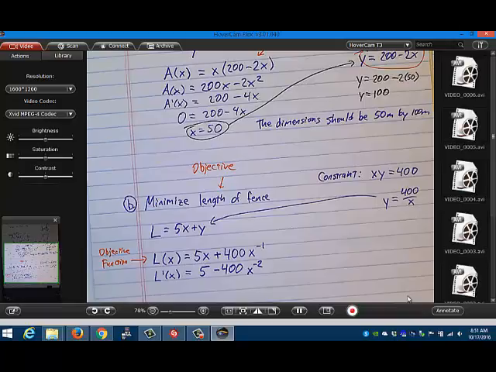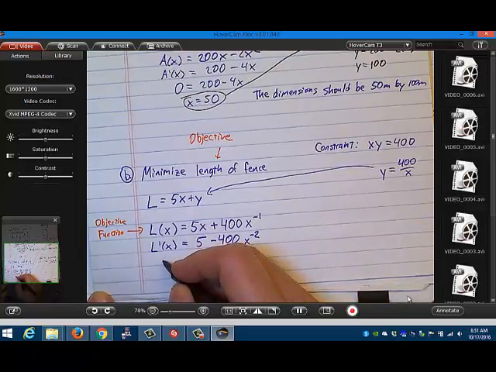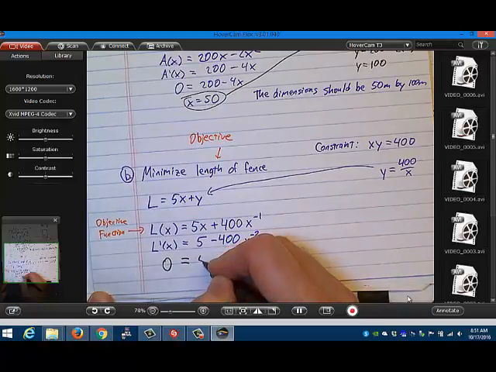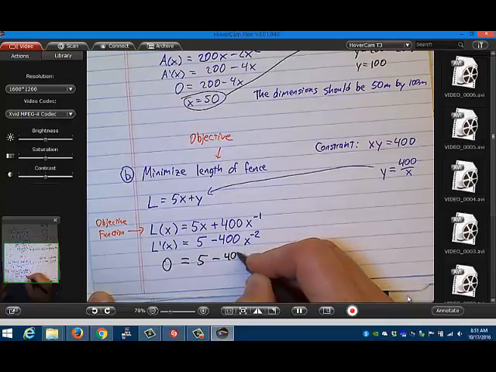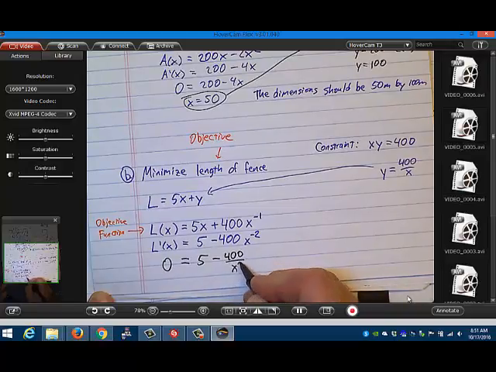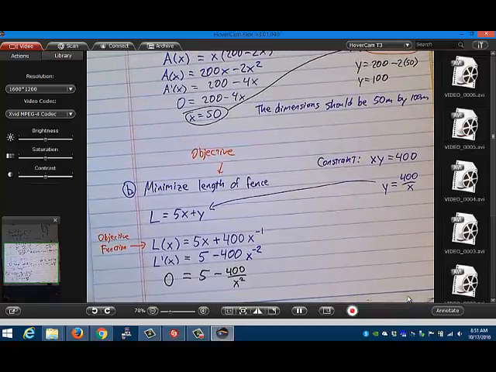And now I can try and find the critical values. To do the critical values, you take the derivative and figure out what makes it equal 0 and what makes it undefined, right? So let's see. 0 equals 5 minus, how can I write 400x to the negative 2? Yeah, 400 over x squared. Is that okay? You should be able to solve this equation, I think.